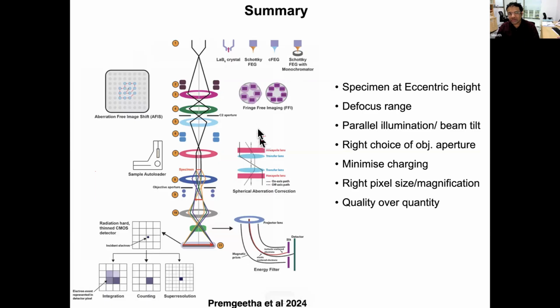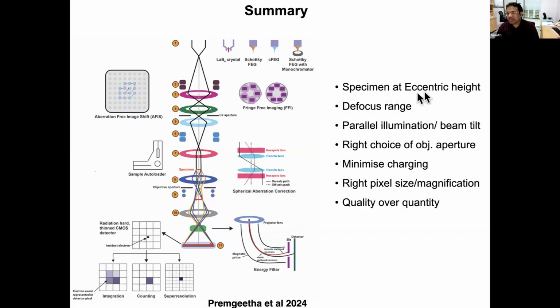So to summarize, here is a diagram which tells a lot about this. You can see in this review that now we have different kinds of source, starting from FEG, which is commonly used. People now also have monochromator as well as cold FEG, which is more coherent. And then we have different ways of data collection using aberration-free image shift or fringe-free imaging, different detectors, energy filter, and so on.